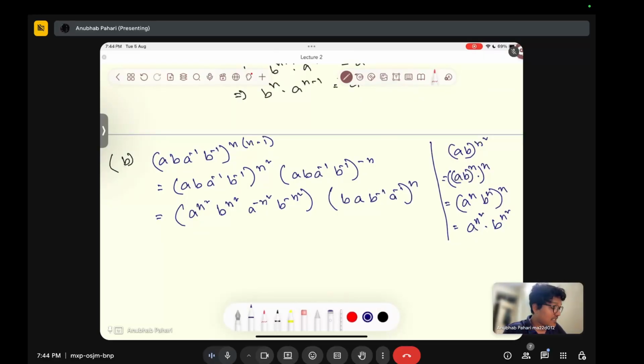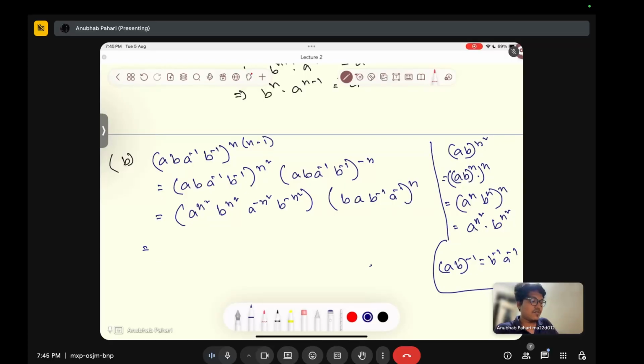And one thing to notice is that I have changed the order here: from A inverse B inverse, I have come here to B A B inverse A inverse. That is because (AB) inverse should be B inverse A inverse, right? So it is exactly what I have written here. You should check that, and please tell me if you find something wrong or have any doubt.